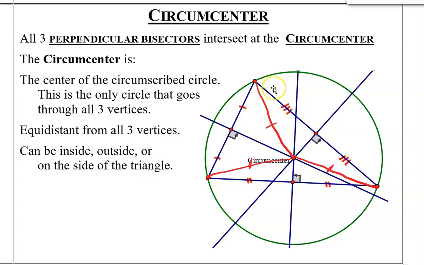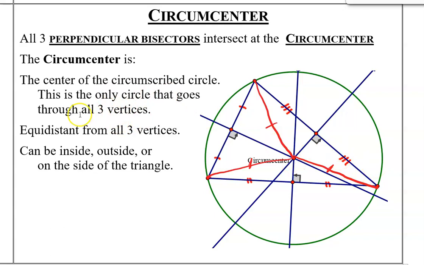So the circumcenter is the center of a circumscribed circle. Circumscribed means it goes around the outside of something. You've heard of circumnavigating the globe. That means someone went around the outside of the earth. Or the circumference is the distance around the outside of a circle. And so circumscribed means to go around the outside of something. The circumcenter is the center of that circumscribed circle.